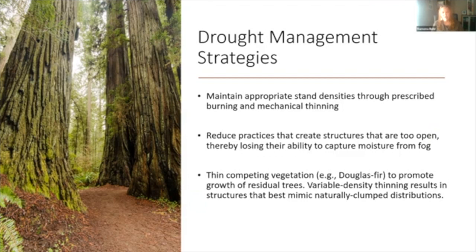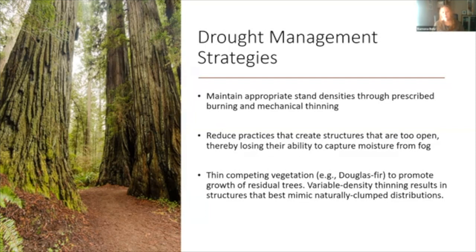And so with fire suppression, especially with the ingrowth of communities along the coast, a lot of the regular fire has been reduced within these redwood stands, and you have an ingrowth of other species such as Douglas-fir, and competition from those species. So maintaining those appropriate stand densities through thinning and through prescribed burning, such as the Park Service frequently conducts here along the North Coast.